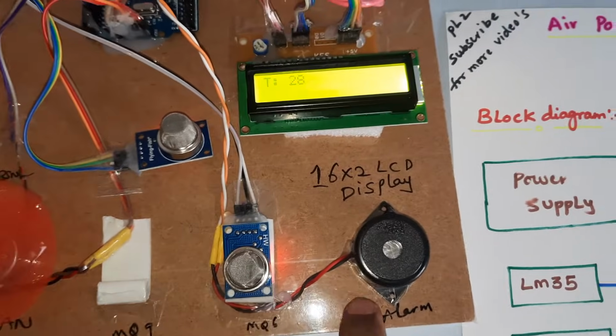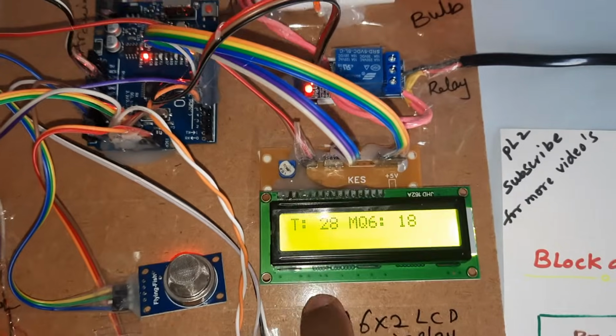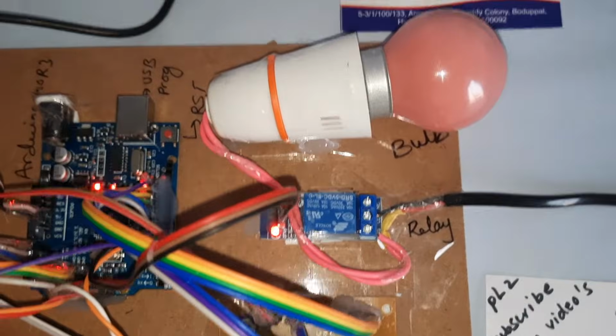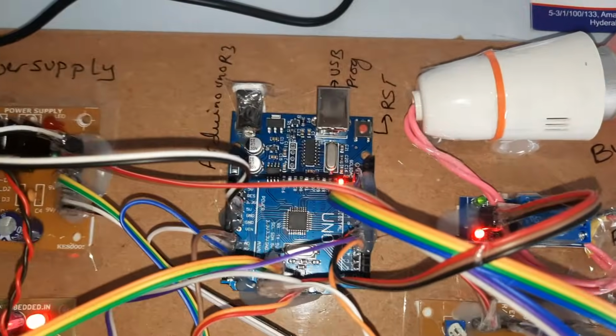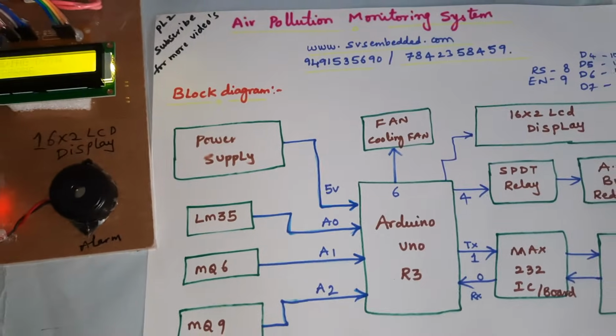LM35 temperature sensor, MQ9, MQ6, alarm, 16x2 LCD display, SPDT relay, AC bulb, Arduino Uno R3 and power supply board. This is our block diagram.